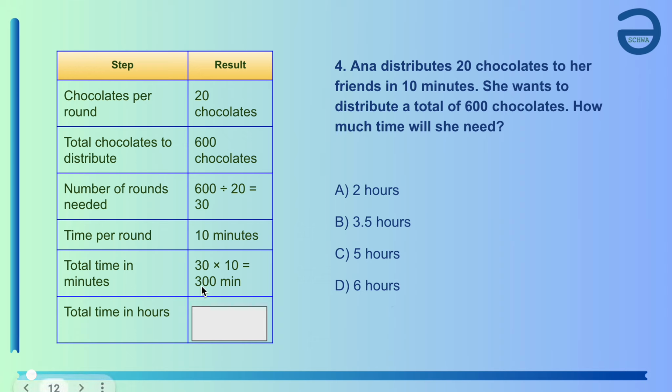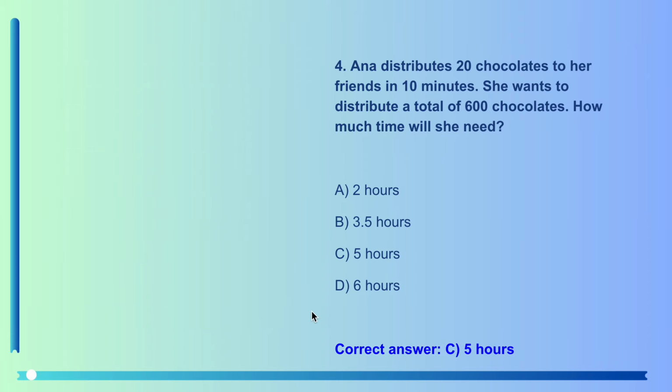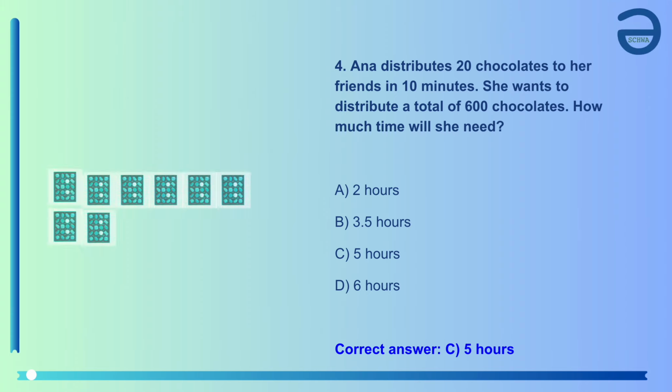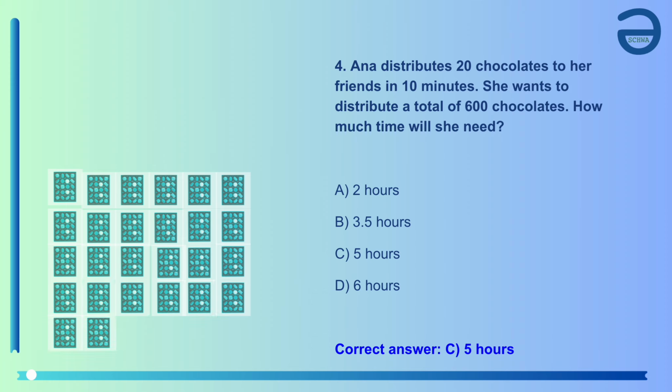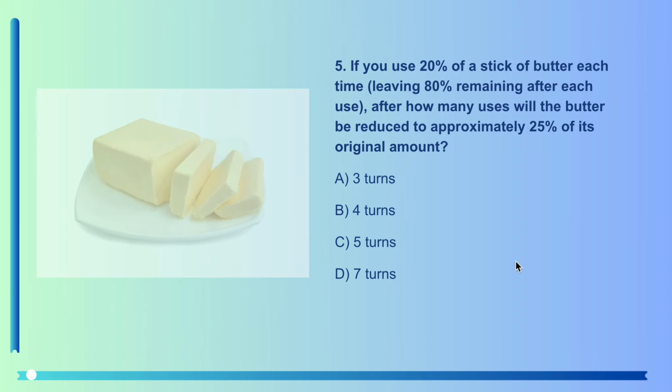But we don't have the answer in minutes, we need it in hours. So 1 hour is 60 minutes. We're going to divide this 300 by 60. That's 5 hours. And that's your answer. And that's all of your chocolates together. So you can see that she has the 20 chocolates done 30 times. That's 600 chocolates in 5 hours.